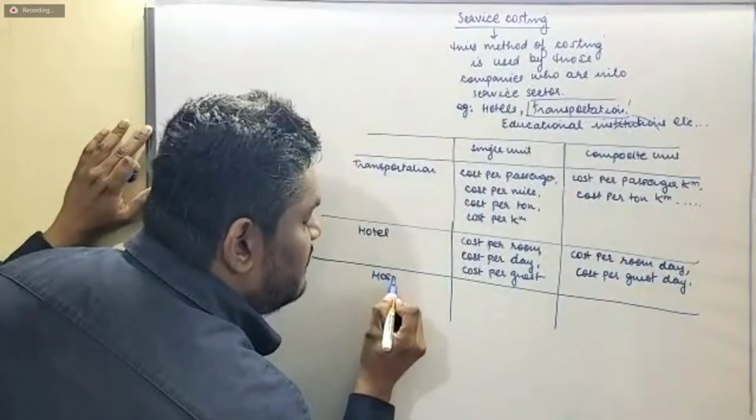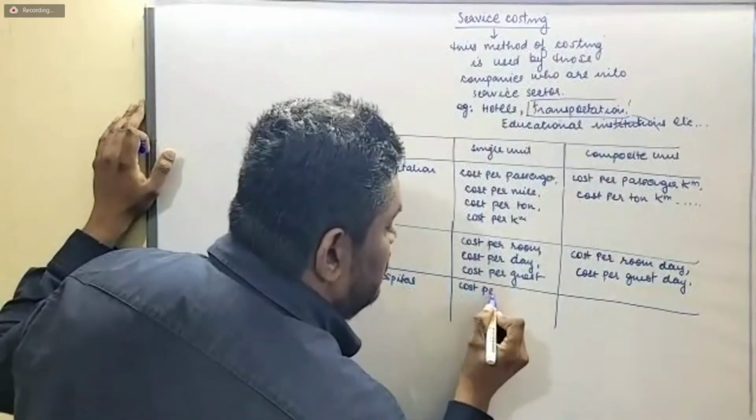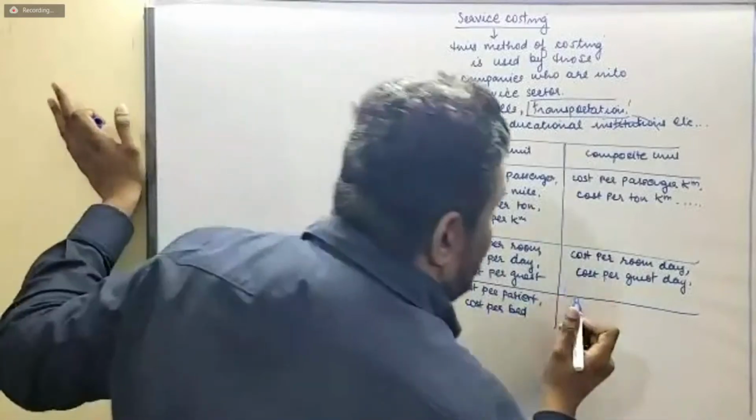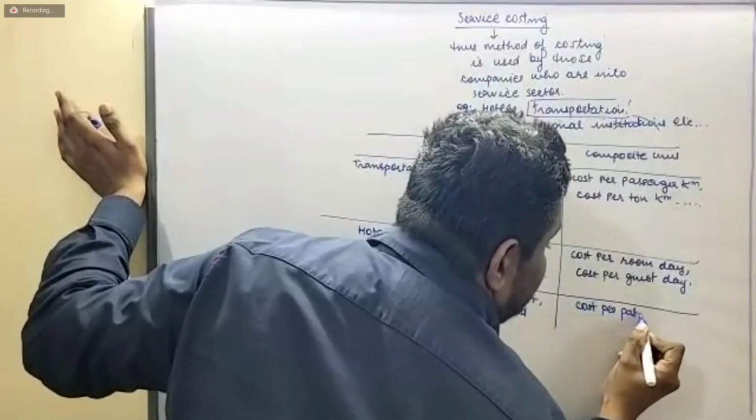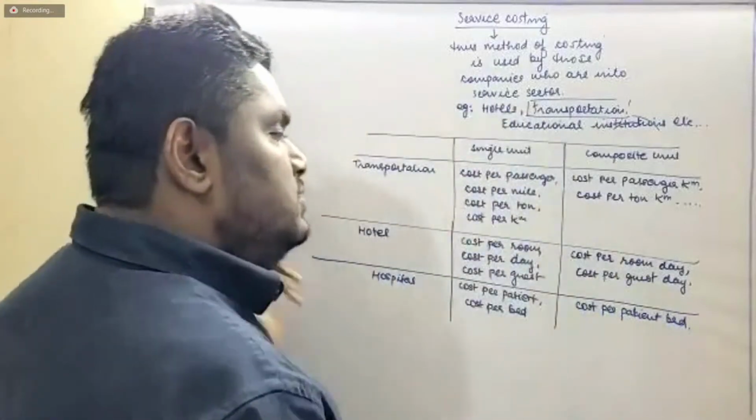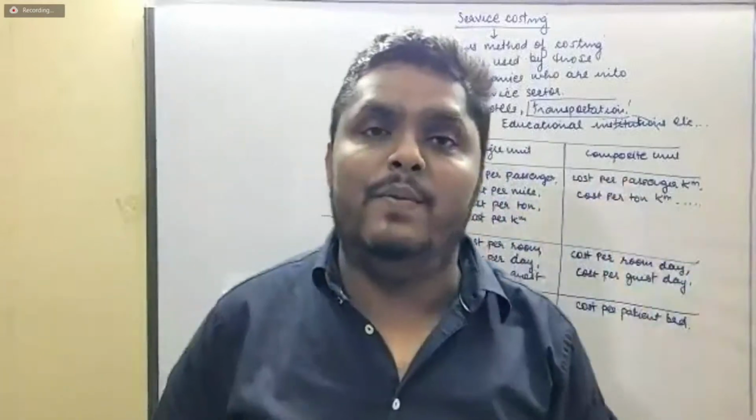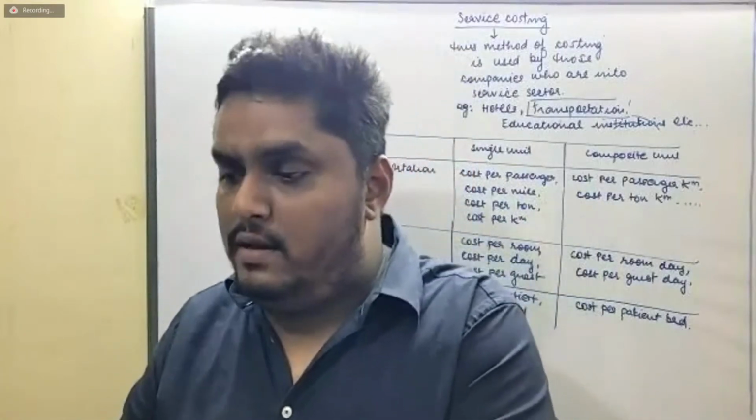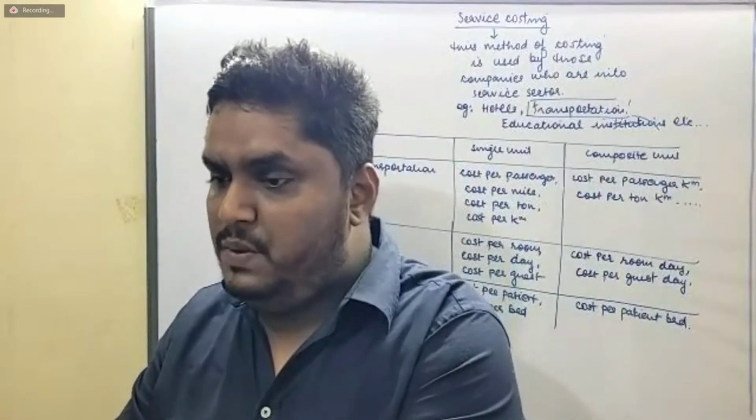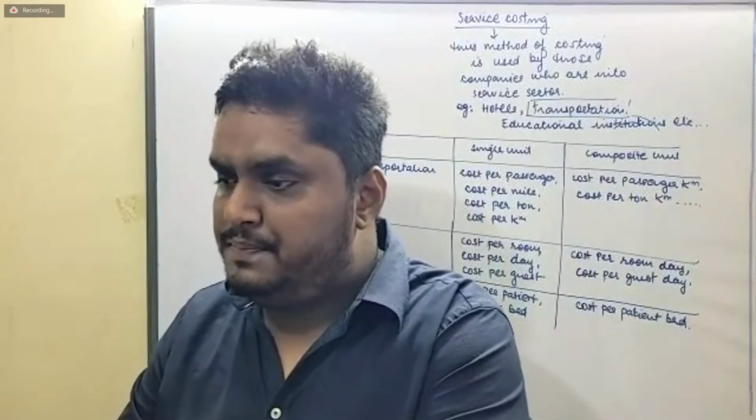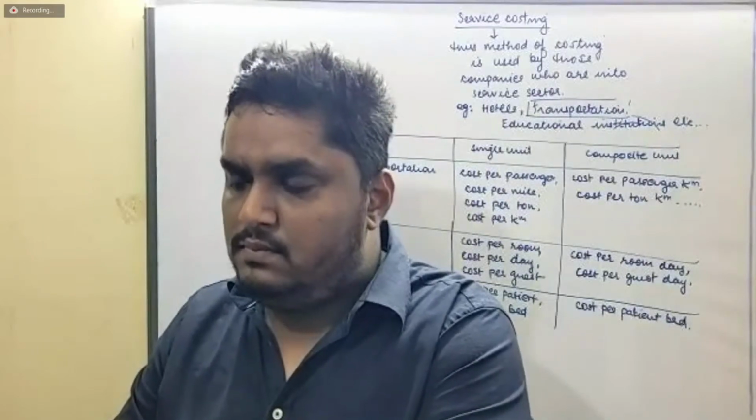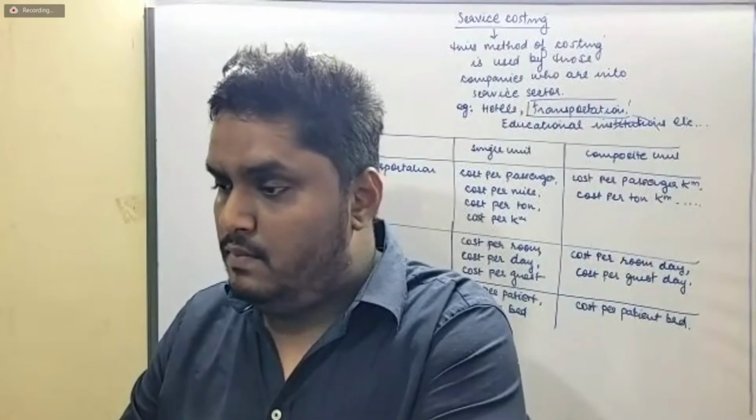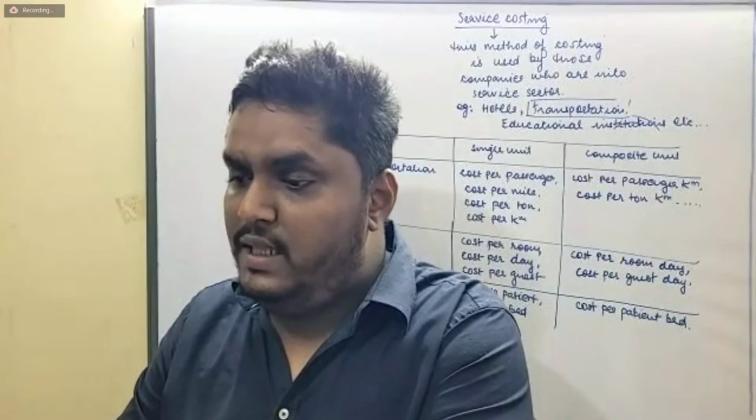Again, in the hospital industry, it can be cost per patient, cost per bed. In composite unit, it can be cost per patient bed. So these are few illustrations wherein what is single unit and what is composite unit. Further, I have provided all these illustrations in the PPT itself. So let me share this PPT with you guys.